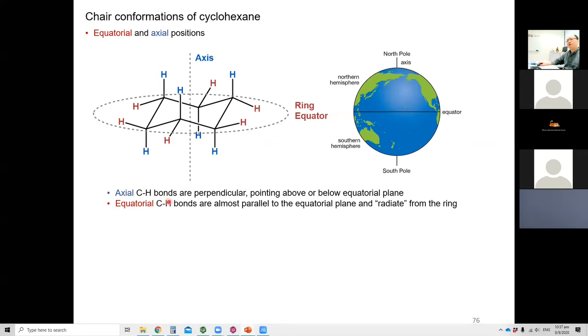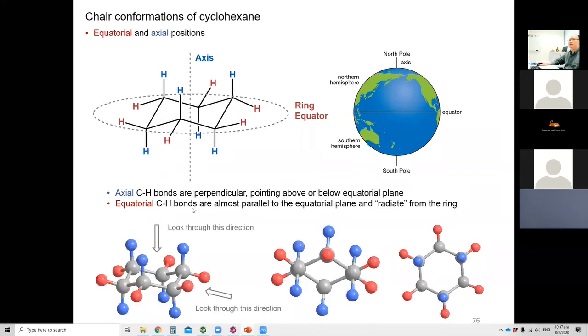Okay, so the equatorial CH bonds are almost parallel to the plane, but they are directional. And they radiate from the ring. So it's like a rocket going out of the Earth. Okay, it's going back, left, right, front. All right. Okay, it's easier to explain it with a model.